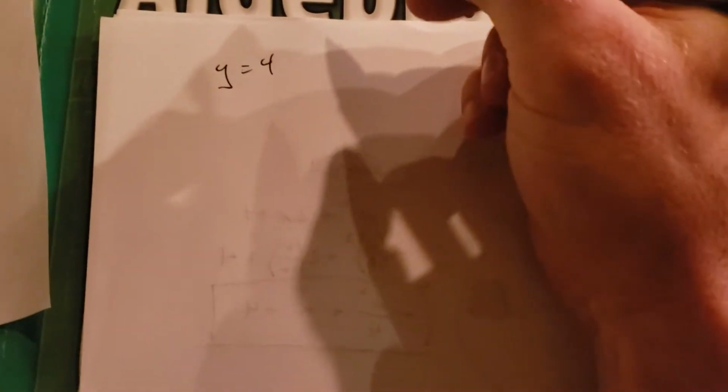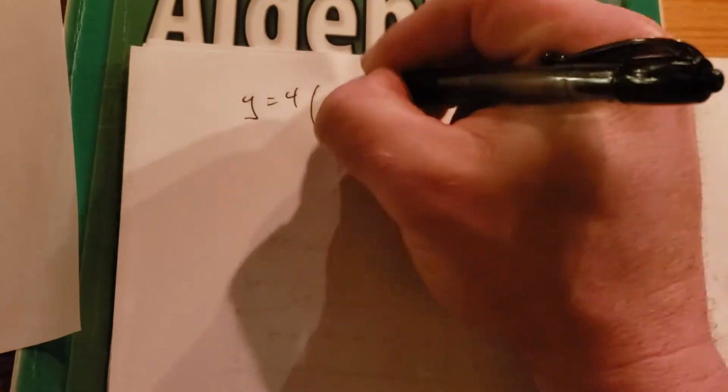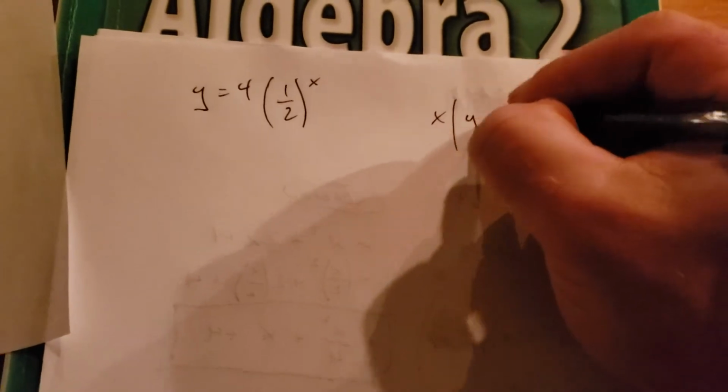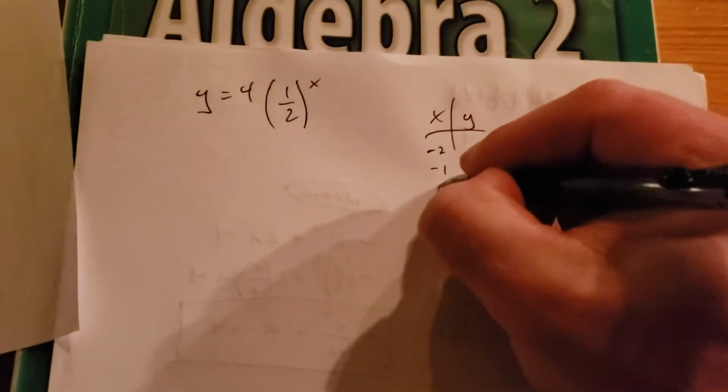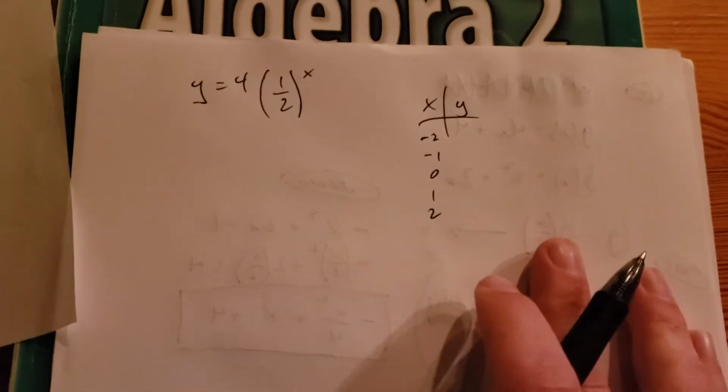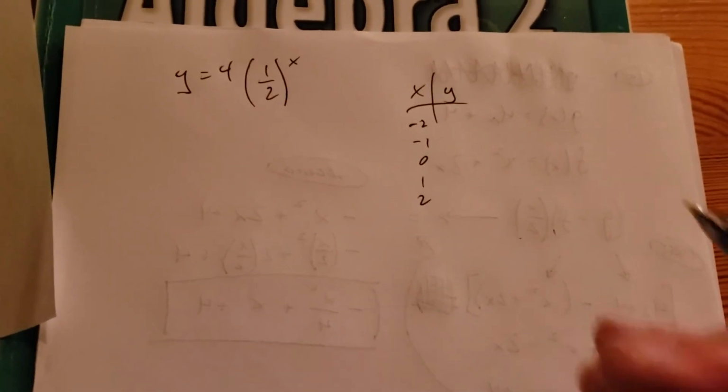All right, now when we plug in those negative values, I'm going to transfer this over here real fast just so we can do the work. We have y equals 4 times 1 over 2 to the x. X and y, and we're going to plug in some values: -2, -1, 0, 1, 2. We want to be able to see what the graph does, and I'll show you guys what happens here as we move along.